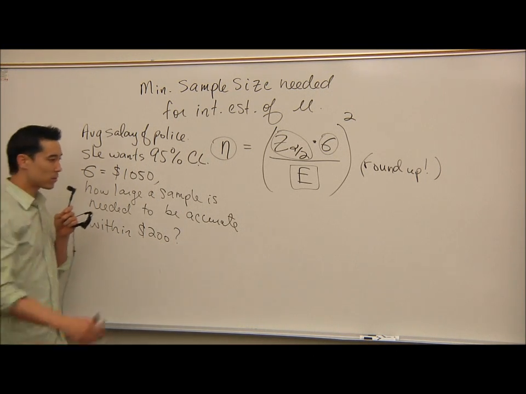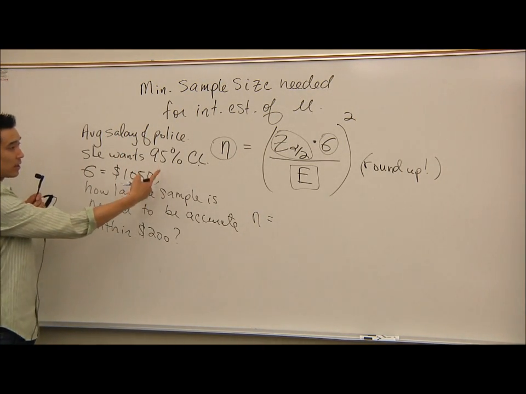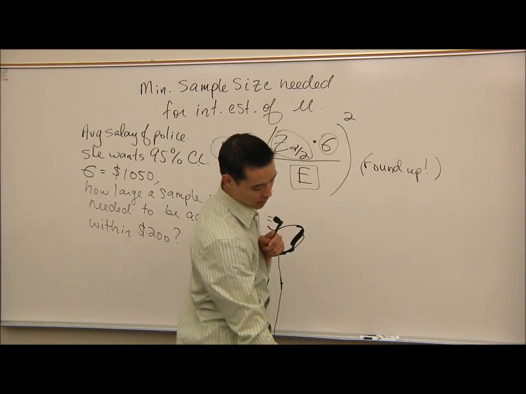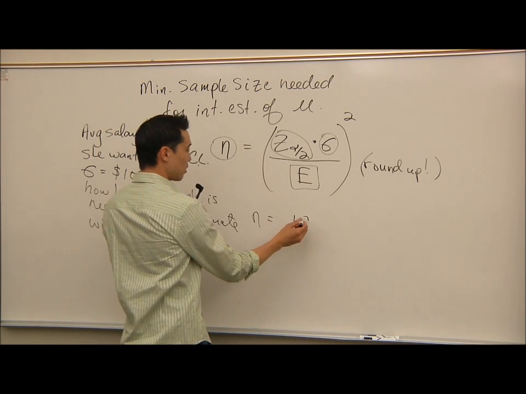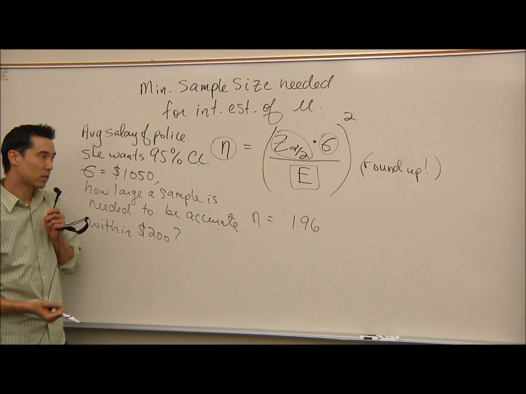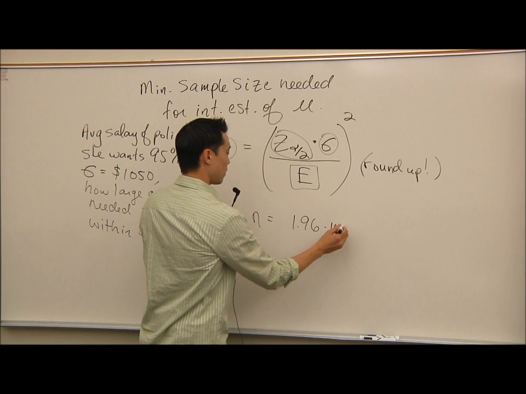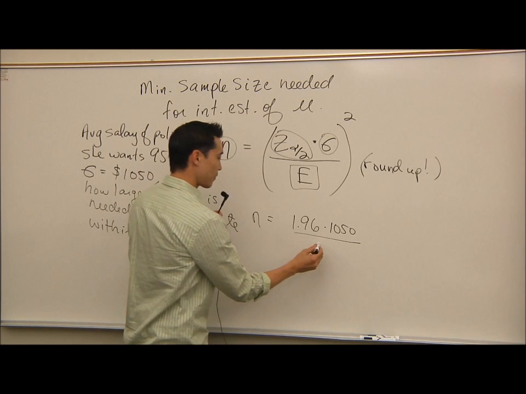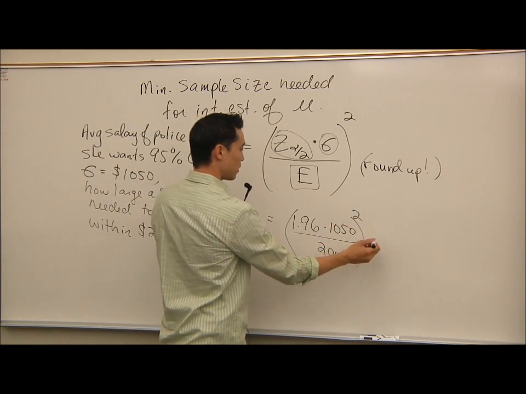In this case, we're trying to find n, so it's n equals, okay, for a 95% confidence interval, z sub alpha over 2. We just did that like 5 minutes ago, right? You have it in your notes: 1.96. And again, once you've done it, you could always redo it, but you can start memorizing those as well. Times 1,050 divided by e, 200, all raised to the second power.